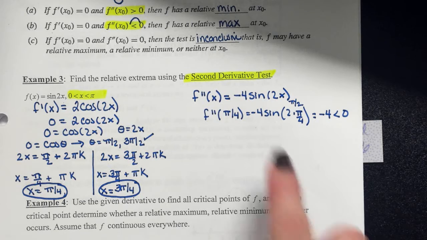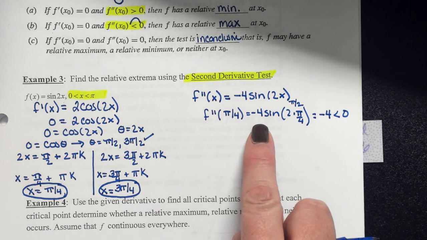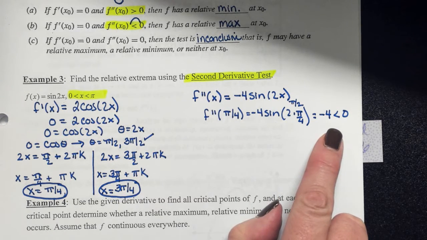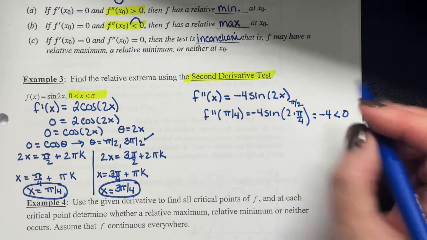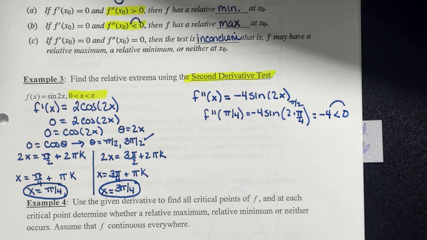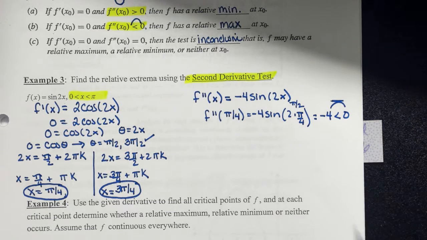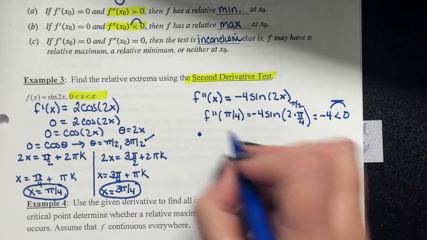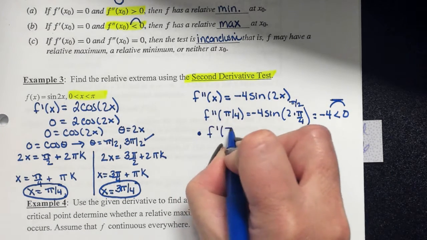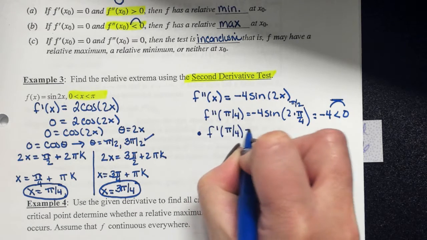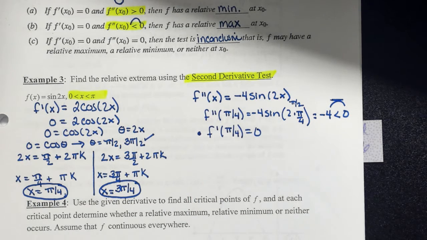So now, in terms of pi over 4, what's happening with my concavity at pi over 4? Am I concave up or concave down? Down. I'm concave down. So what does that tell me at pi over 4? Am I dealing with a relative max or am I dealing with a relative min? Max. So now with your second derivative test, guys, you've got to state 2 conditions. First of all, you must state that f prime of pi over 4 is equal to 0. You must state that.